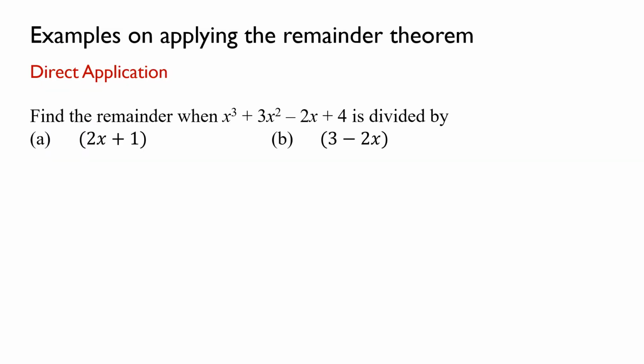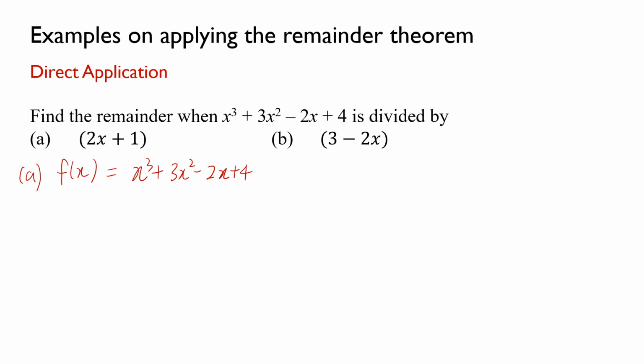Okay, so we're going to do some examples on how we can apply the remainder theorem. The first example is a very direct application, just applying the remainder theorem. So you're given a polynomial. We're going to call it f of x. You can call it g of x or t of x, whatever letters you fancy, it doesn't matter. But usually we just use f of x.